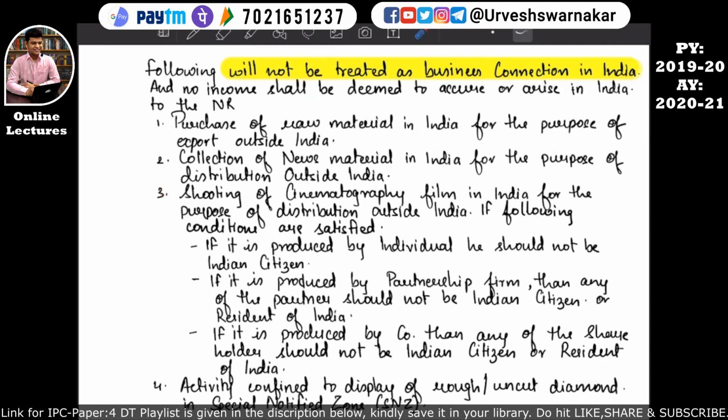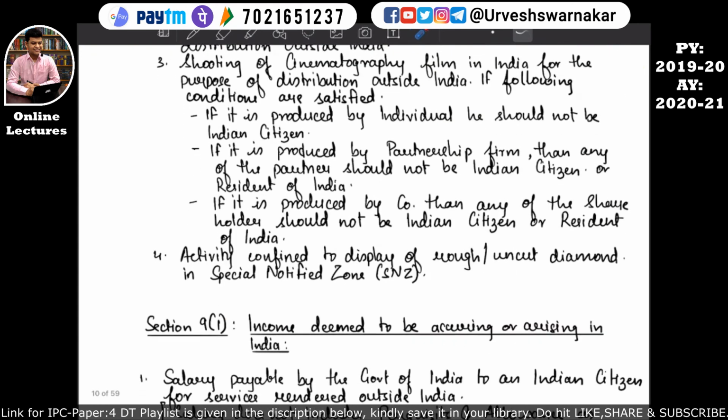Let's move on to point number 3. Point number 3 says that shooting of a cinematographic film in India for the purpose of distribution outside India, if the following conditions are satisfied, then only it will be considered as not a business connection in India. So what are the conditions? Let's read it. If it is produced by an individual, he should not be an Indian citizen. If it is produced by a partnership firm, then none of the partners should be an Indian citizen or a resident of India. If it is produced by a company, then none of the shareholders should be an Indian citizen or a resident of India. I hope this is quite clear.